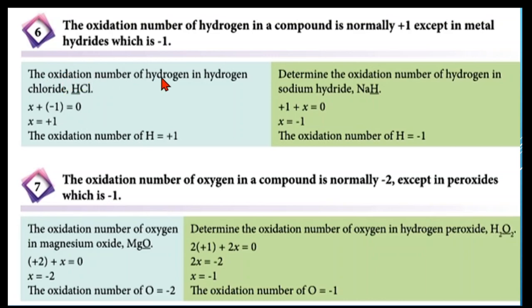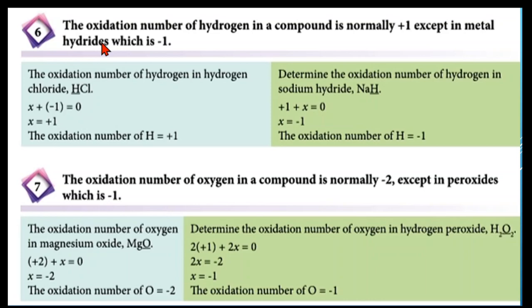Example lah. The oxidation number of hydrogen in hydrogen chloride is H, kita tulis sebagai X, plus Cl kita tahu dia punya charge negative 1. So X tolak 1 sama dengan 0. So X is equal to positive 1. Betul kan? Oxidation number of H is positive 1. Ini yang kebiasaan berlaku. Tetapi yang di sini, determine the oxidation number of hydrogen in sodium hydride.